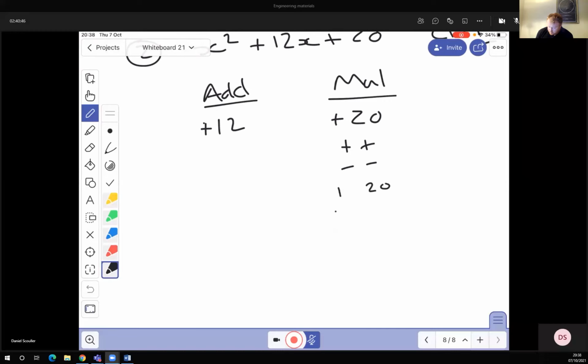1 and 20, 2 and 10, 4 and 5, and then there's nothing else. So that's all the factors: 1, 2, 4, 5, 10, 20. What numbers, either two positive or two negative, can be used to make positive 12? 2 and 10. Make the brackets up: x plus 2, bracket x plus 10.